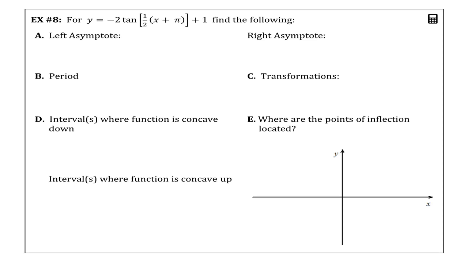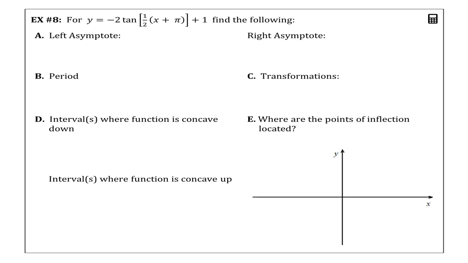Next, it says y equals negative 2 tan of 1 half x plus pi, plus 1. Find the following. Okay? I would like for you to pause and try to do it all from beginning to end. But again, make sure you identify your asymptotes. As long as you do your left and identify your period, you don't really need to do the right, but just to make sure you're comfortable, doing both is ideal.